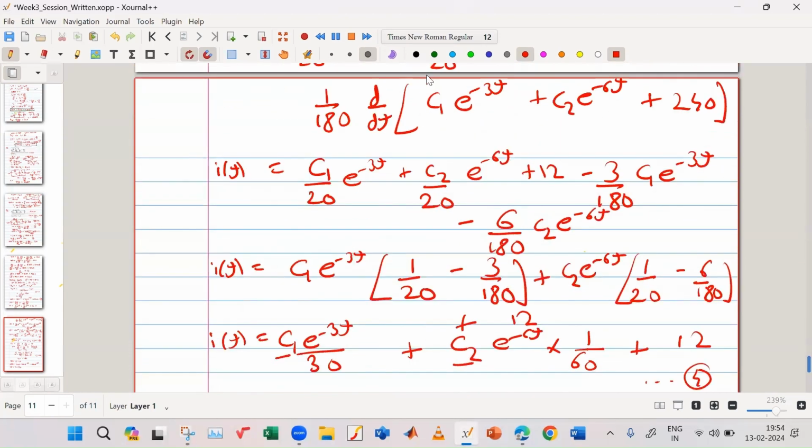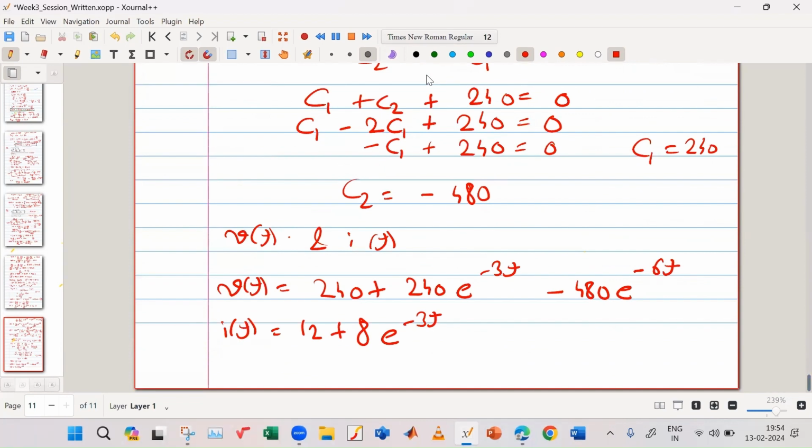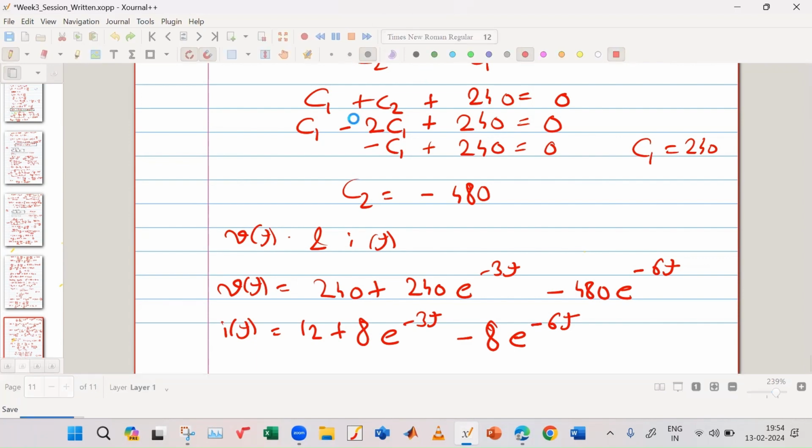And what is C2 upon 60? C2 is minus 480. Minus 480 divided by 60 is how much? Yes, it will be minus 8 into e raised to minus 6t. Okay. So in this manner, you have solved a second order differential equation. You have used the initial conditions and you have applied it for a second order circuit.